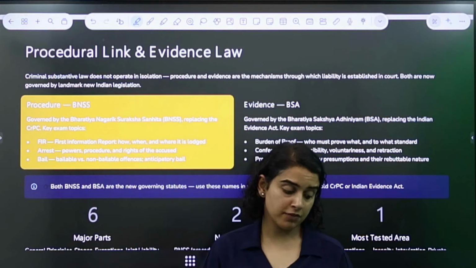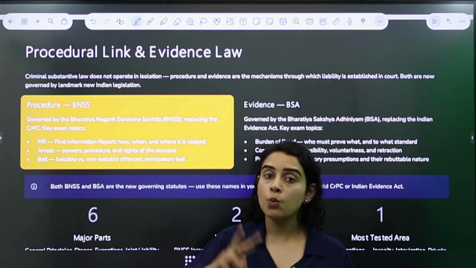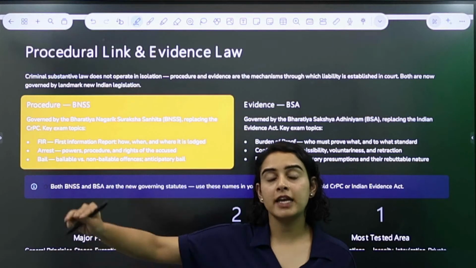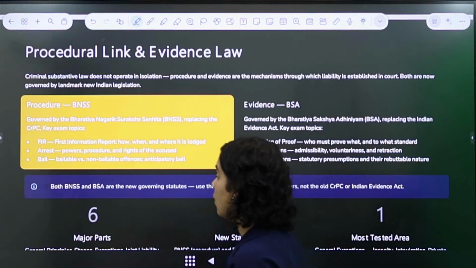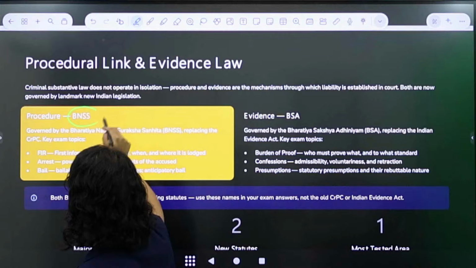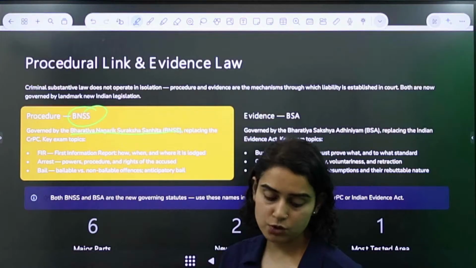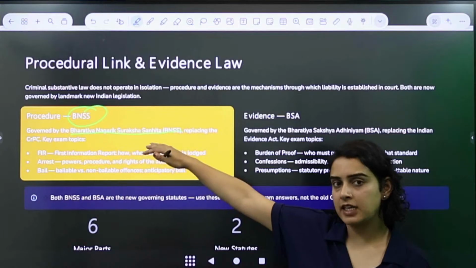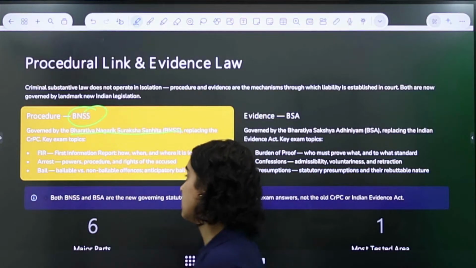Procedural law tells you that if a crime has now happened and if a criminal case has to be done, what procedure will be followed by the court to actually carry out that entire criminal case? That's something which your procedural law discusses. Now, the procedural law that we have for criminal cases is BNSS, Bharatiya Nagrik Suraksha Sanhita. Earlier, we used to have CRPC, the Code of Criminal Procedure. Now, very recently in 2023, we've had those new laws, BNSS.